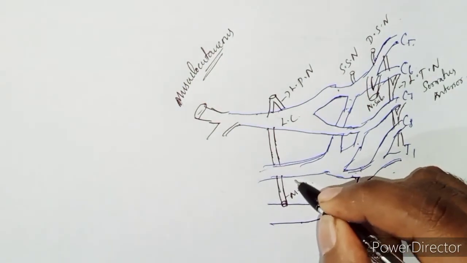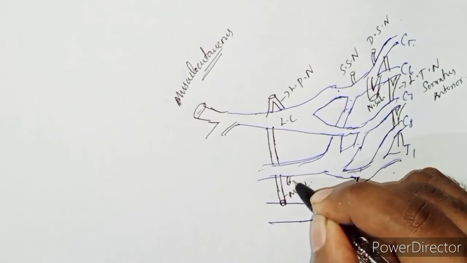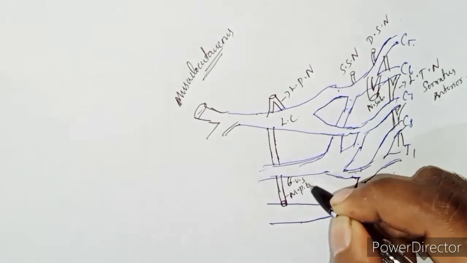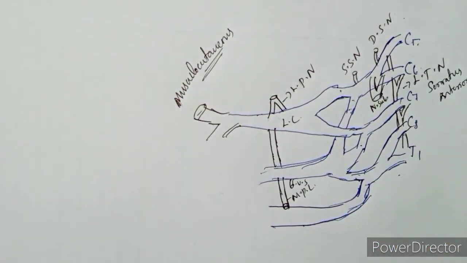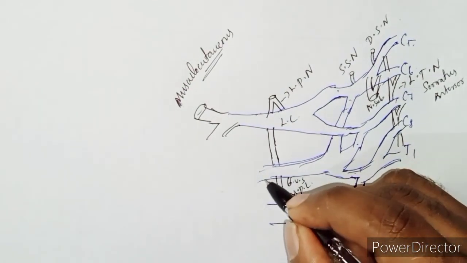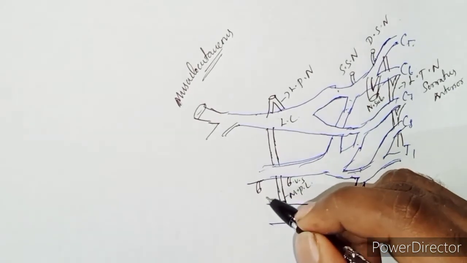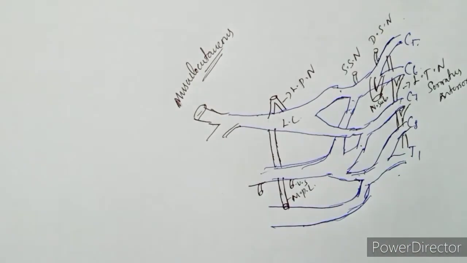We are going to see the upper subscapular nerve. This upper subscapular nerve is going to supply the subscapularis muscle, which helps in medial rotation. Then we have the lower subscapular nerve. This is going to supply the subscapularis along with the teres major.